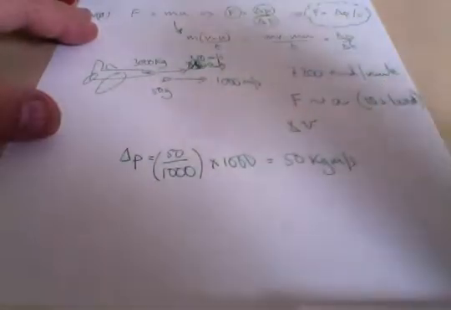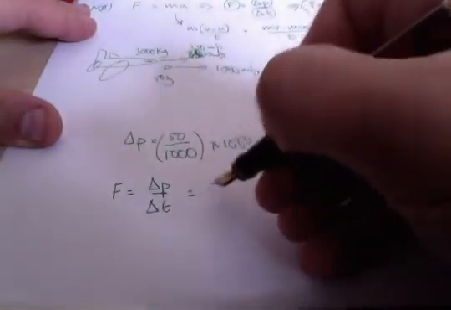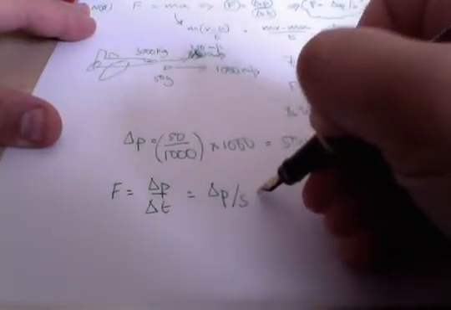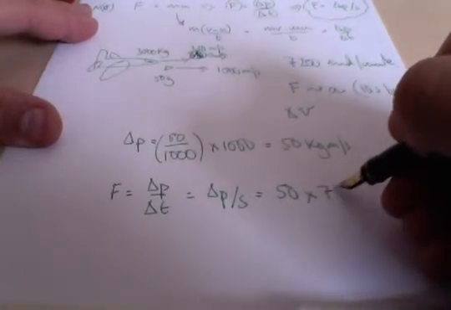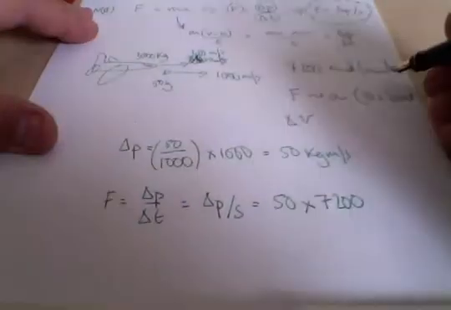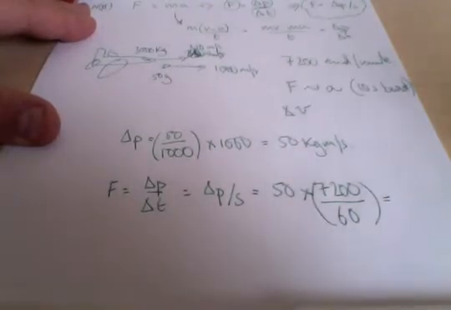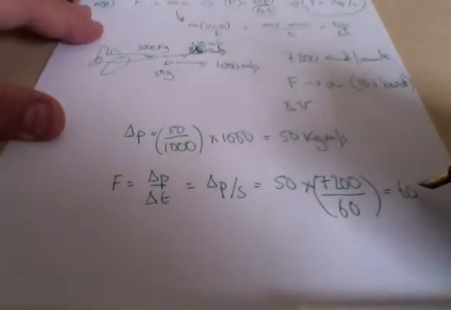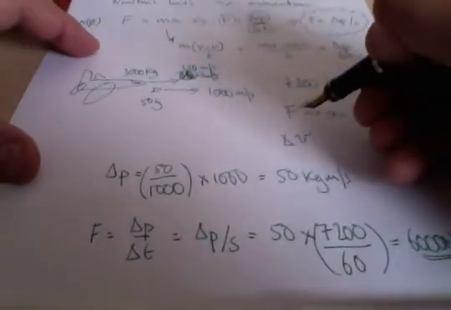How much momentum is there per second? The force is the change in momentum over change in time, or the change in momentum per second, which says I've got 50 per shot, and I've got 7,200 going in a minute, so I've got that many going per second. Let me just plug that in. So I've got 6,000 newtons. Okay, so I've got my force.